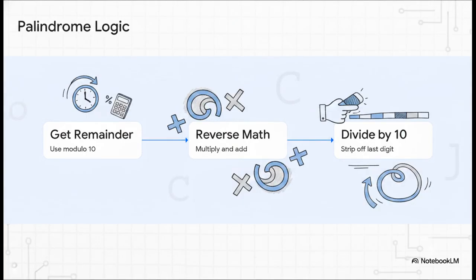We actually see a very similar mini-narrative of mathematical manipulation when we check for a palindrome, a number that reads exactly the same forwards and backwards. First off, you grab the last digit of the number using modulo 10. Then you mathematically build a brand new reversed number by multiplying your running total by 10 and adding that remainder you just found. Finally, you just divide the original number by 10 to strip off that last digit, and you repeat the loop. It's this brilliant little pattern check entirely handled by universal mathematical operators.